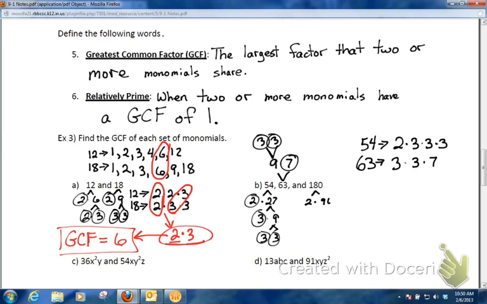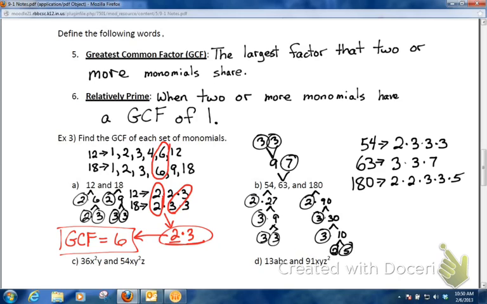2 times 90. Now 90, again, you have choices. 2 times something, maybe I'll do 3 times 30. 30, maybe I'll do 3 times 10. 10, I do 2 times 5. So for 180, and again, try to do smallest to largest, I have 2 times 2, because there were two 2s, and then 3 times 3, and then times 5.